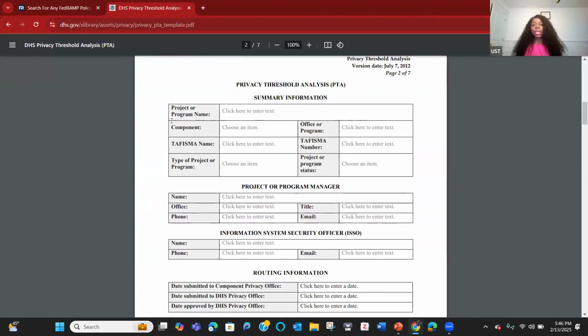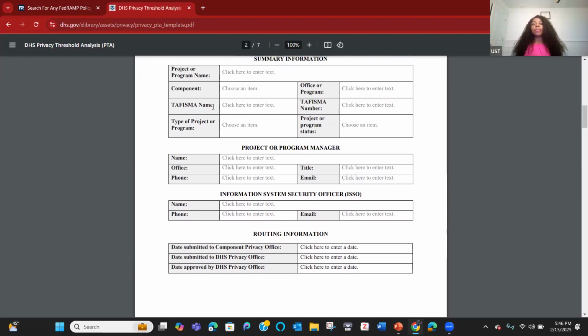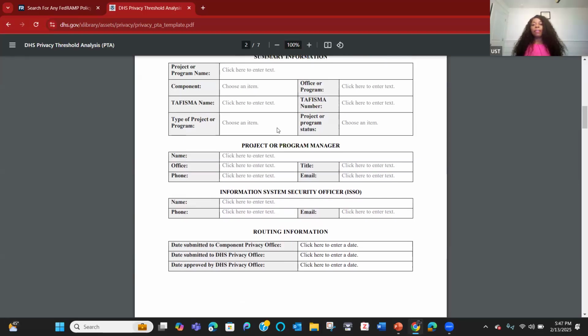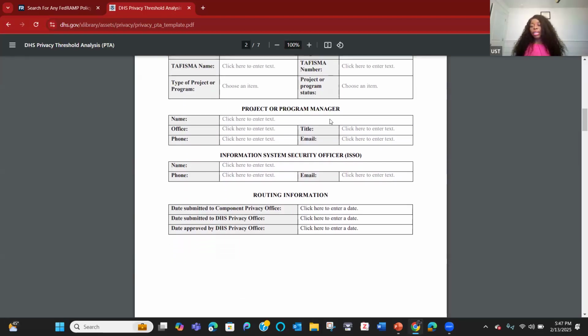First, what is the project or program name? You're going to put it. This is just information, again, that preliminary or initial phase where you just need to answer or fill in these questions. You put the task, the project or program type, the office or program, whatever. Project or program manager, of course, you need to put the program manager's title and all those things.